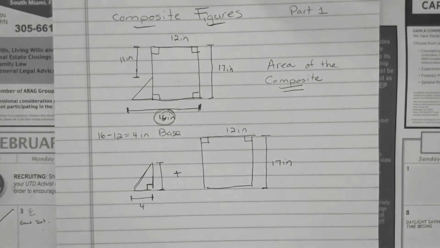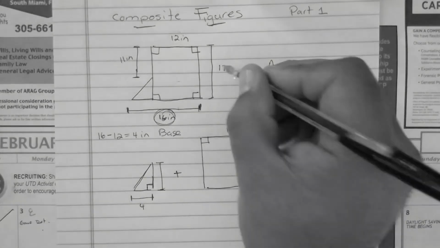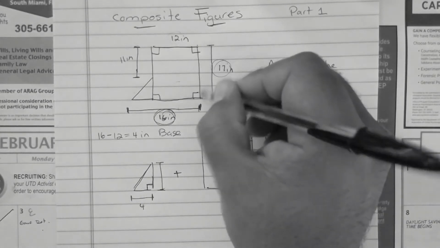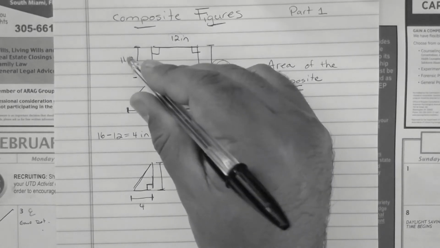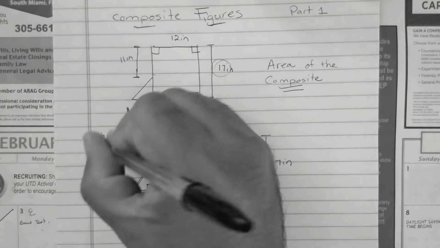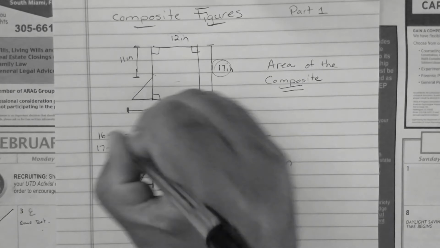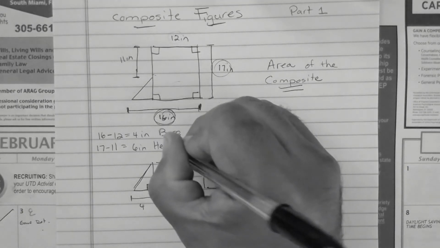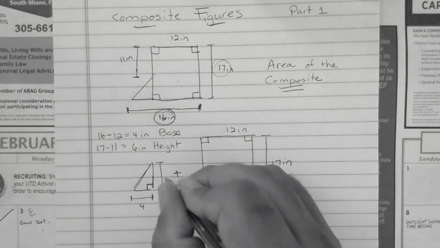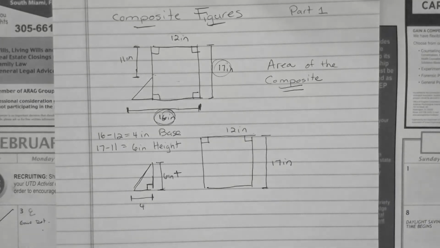Now we need to find this height, because this is actually a right triangle. What is the height of the right triangle? 5 inches? 6 inches. Remember, this is the height of the quadrilateral, and the measurement from here to here measures 11. So if you take the 17 minus the 11, that gives you 6 inches, which is represented by the height. So now I'll put 6 inches. I'm trying to draw everything out so you can see step by step.